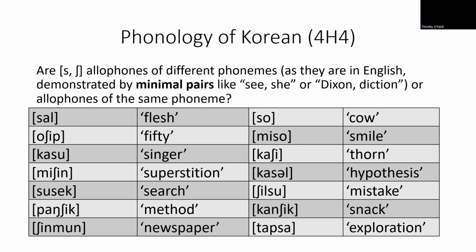So this is the fourth hour that you're going to be working on for Tuesday for our next class. So you're going to decide if S and Esh are allophones of the same phoneme, and in English they are definitely allophones of different phonemes. We have minimal pairs like see and she, or a more advanced one like Dixon, diction, where the only difference is one has an S, one has a sh. Or you want to see if maybe in Korean they're going to be allophones of the same phoneme. So you're going to go through this data set step by step, and that will help you figure that out.